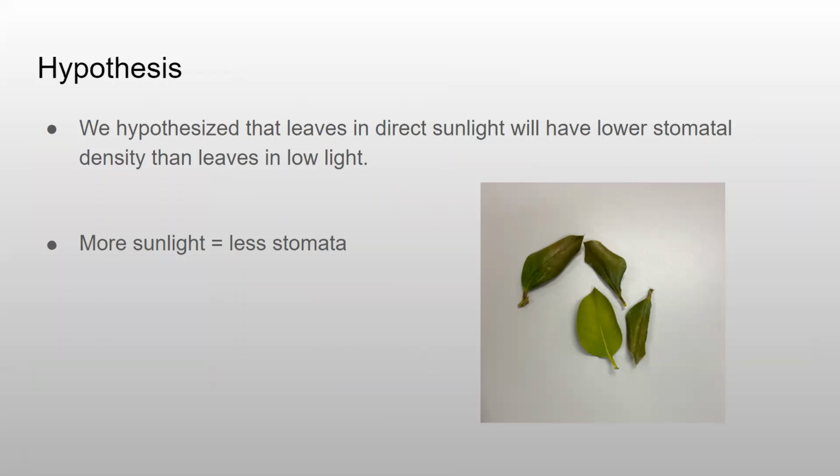For our experiment, which is comparing the stomata densities in two situations, we decided to use a holly bush which has one side in the sun and the other covered in shade. We decided that our hypothesis for this experiment would be that leaves in the direct sunlight would have lower stomata densities than the leaves in the low light. In simpler words, the more sunlight there is, the less stomata.